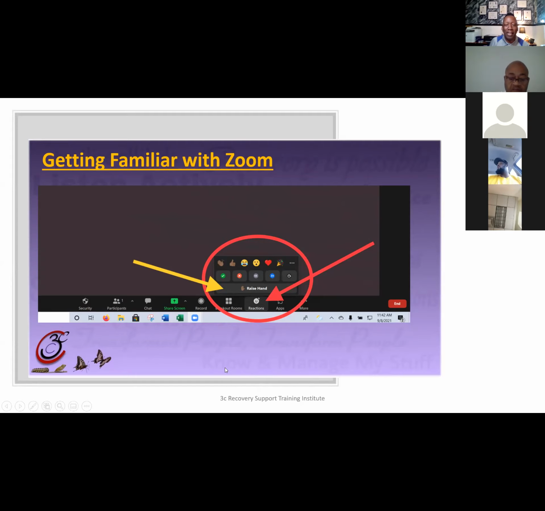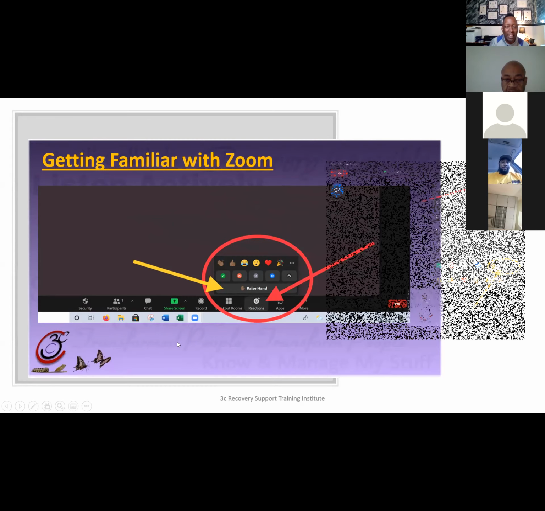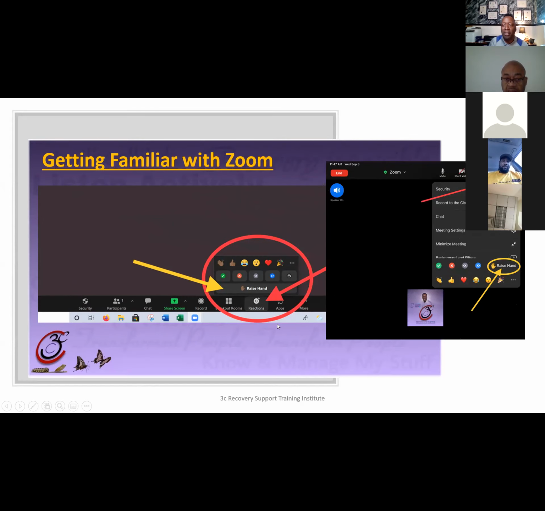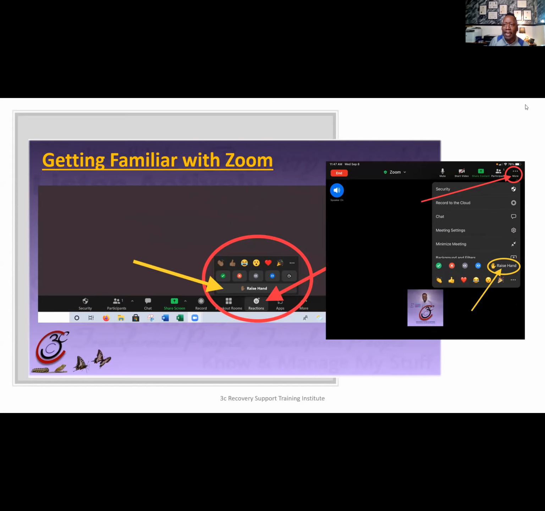Again, on the computer and laptop, it's in the reactions area. And for those who are utilizing either a tablet or a cell phone, it'll generally be three little dots that say more. When you click on those, you'll see the raise hand feature. Any questions about just the general use of Zoom?